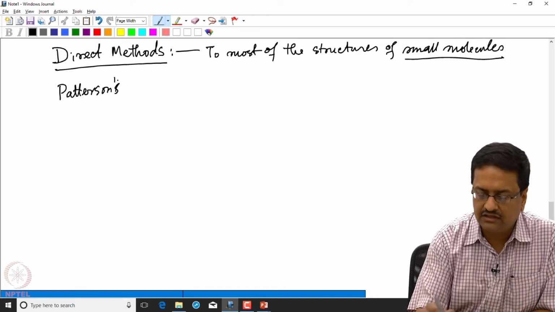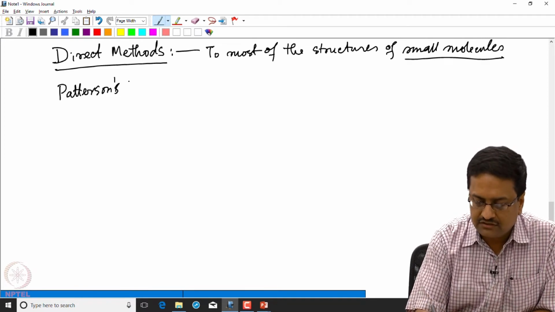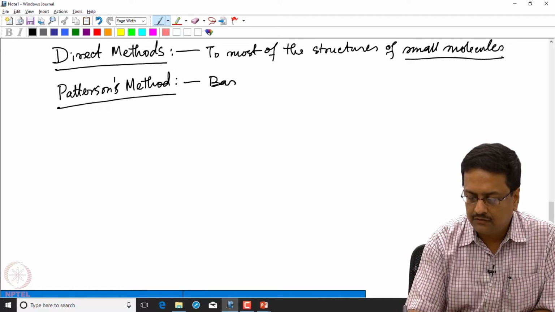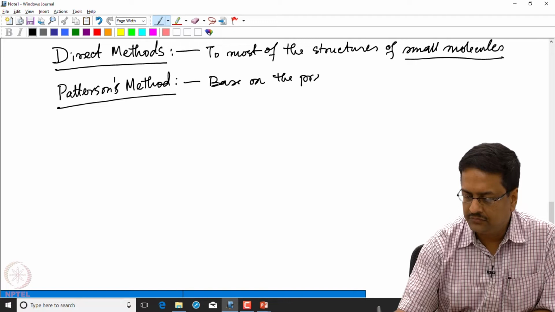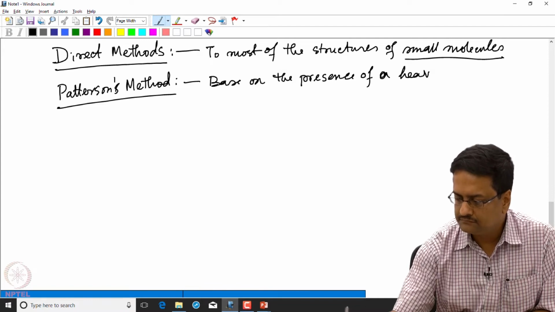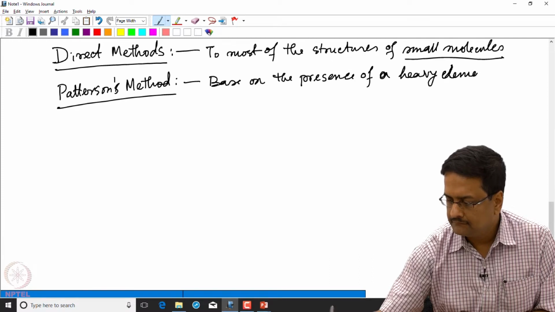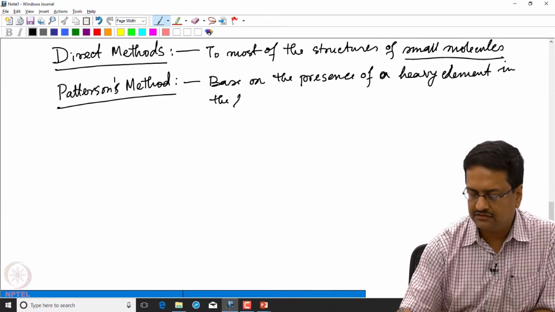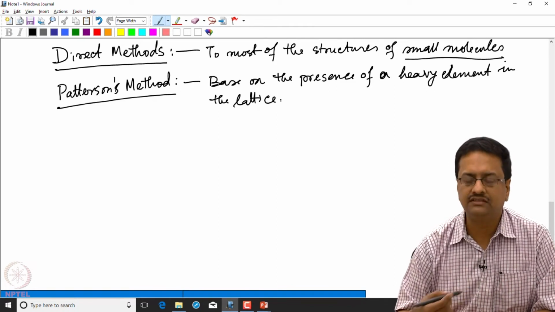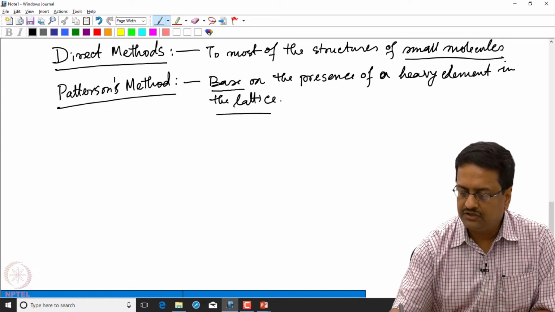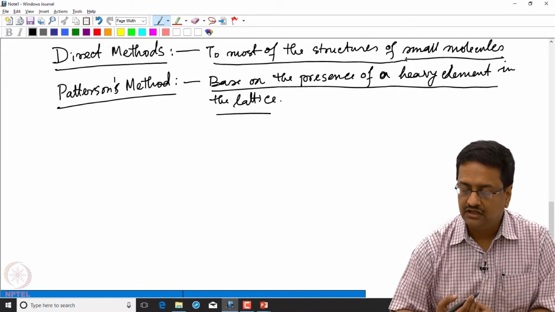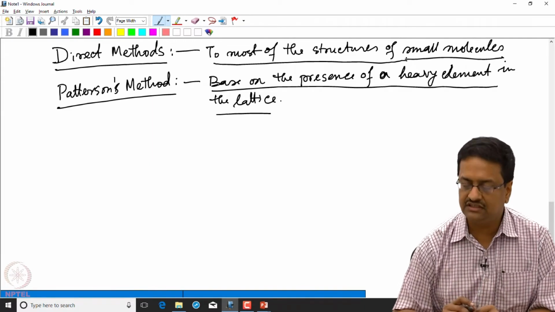This method is named after the scientist Patterson. So, it is called Patterson's method, which is based on the presence of a heavy element in the lattice. So, we will discuss these two methods one after another in these coming few lectures, and then we will be able to understand the structure solution that happens so quickly now on a computer, as we have seen in one of those presentations in a lecture.